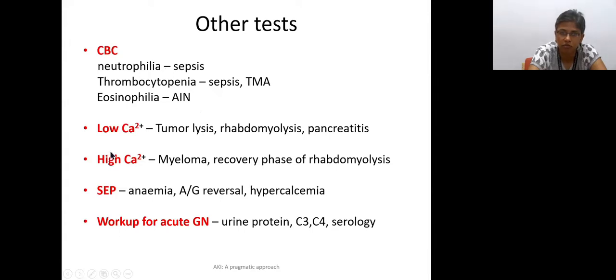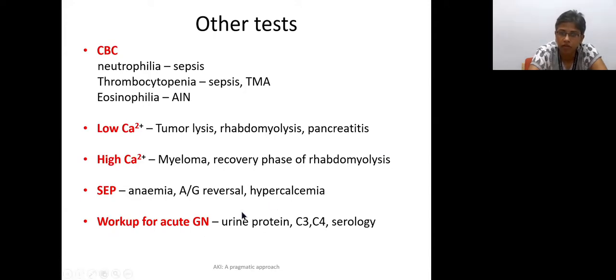Low calcium, as I mentioned before, think of tumor lysis, rhabdomyolysis, pancreatitis. High calcium, on the other hand, think myeloma. And often in the recovery phase of rhabdo, you may see a high calcium. If you have anemia and an anion gap reversal, please order a serum electrophoresis. Often patients may present for the first time with an acute kidney injury due to cast nephropathy.